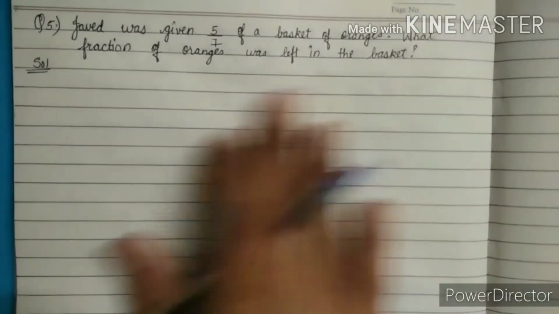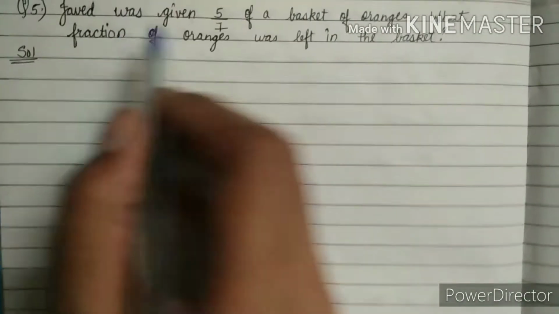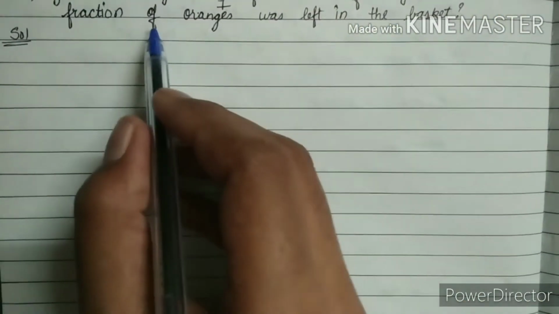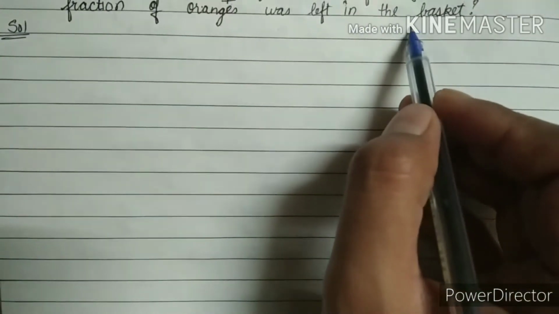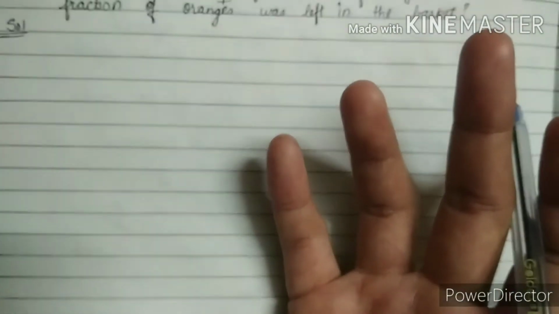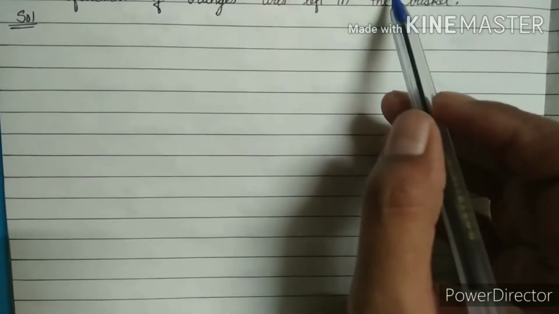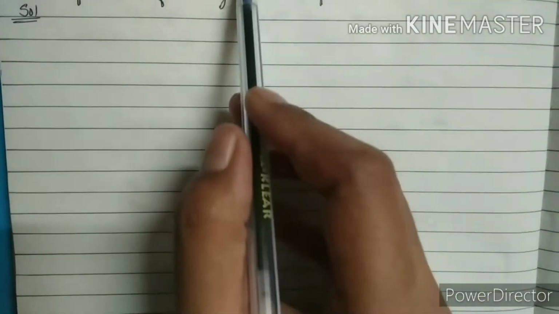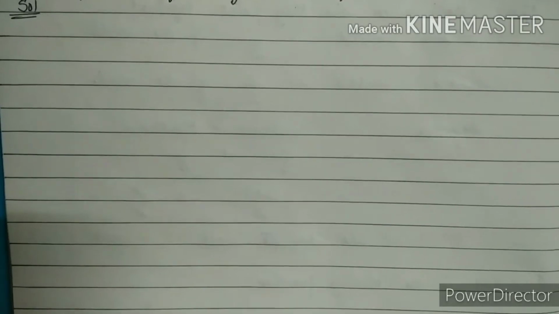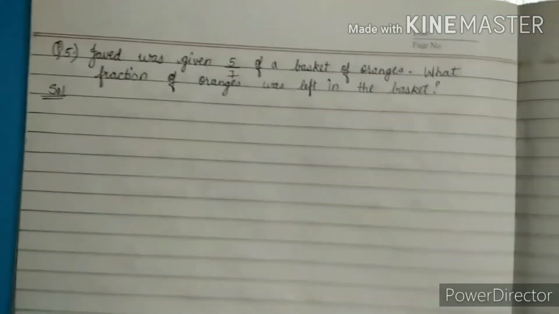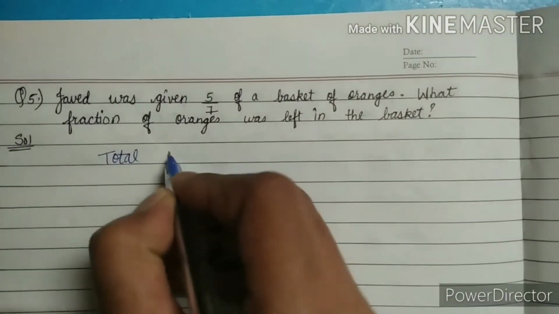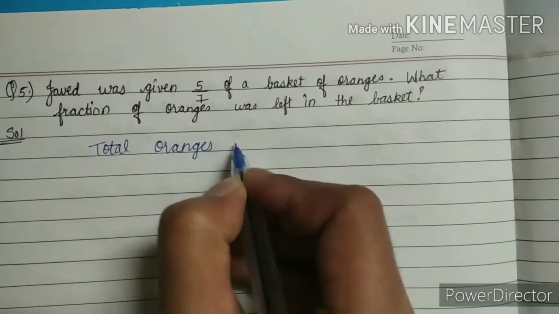Question number 5. This is the last question of the exercise. Javed gave 5 by 7 of a basket of oranges. What fraction of oranges was left in the basket? So a basket is there, and in the basket oranges are there. From the total oranges, Javed gave 5 by 7 to someone, and the question asks how much is left in the basket. But one thing the question does not give is the total number of oranges.